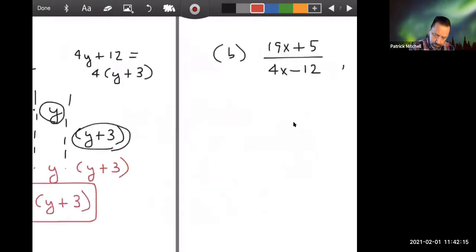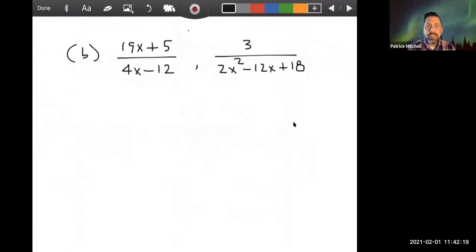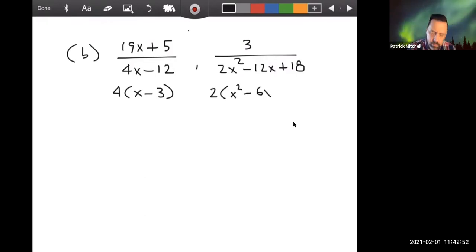All right, next example. We have 19x plus 5 over 4x minus 12 and 3 over 2x squared minus 12x plus 18. All right, so let's do this. 4x minus 12 is just factoring out a 4, so that would be 4 times x minus 3. And then 2x squared minus 12x plus 18, you would start by factoring out a 2, which would leave you x squared minus 6x plus 9. And then that trinomial can be factored. Numbers that add up to -6 and multiply to 9 are just a pair of -3s, right? So it would be x minus 3, x minus 3. I'm going to write that as x minus 3 squared.